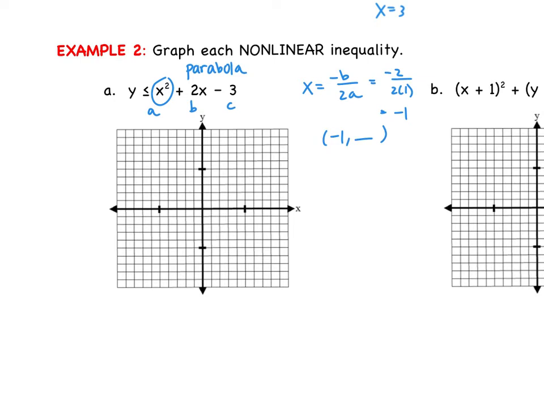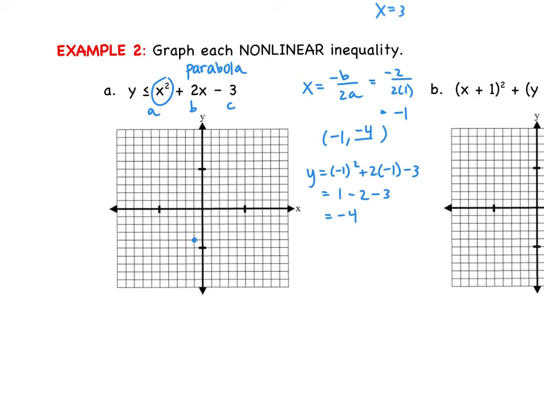How do I figure out what that y value is? Plug it in. Plug in -1. Be careful here. We get -1 squared plus 2 times -1 minus 3. So this becomes 1 minus 2 minus 3. So 1 subtract 2 is -1. -1 minus 3 is -4. So that's our vertex, -1 comma -4. Okay, so if we graph that, -1 comma -4.